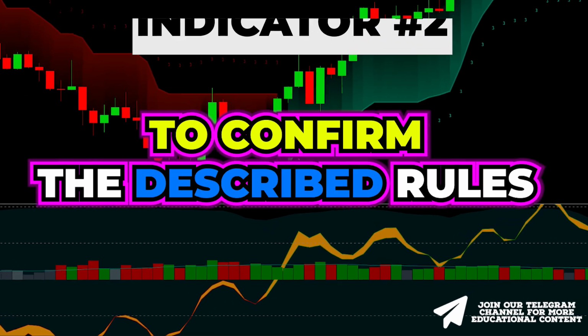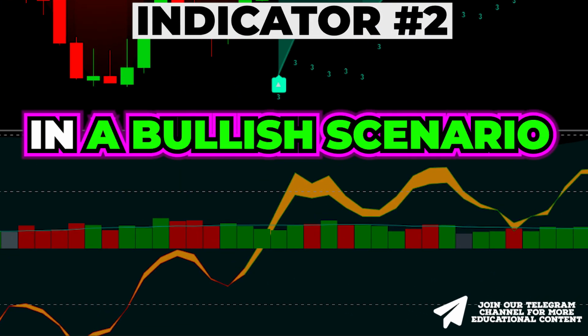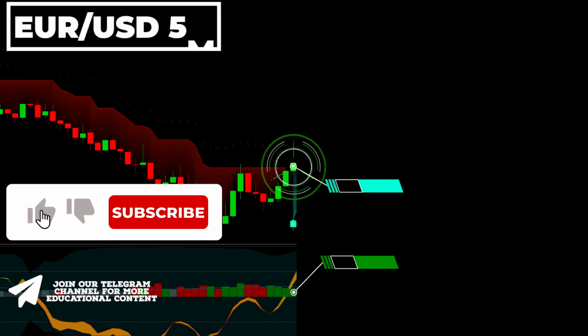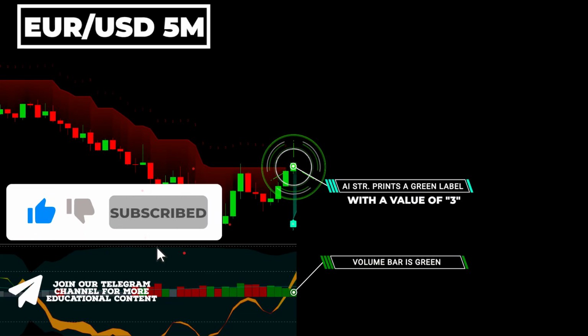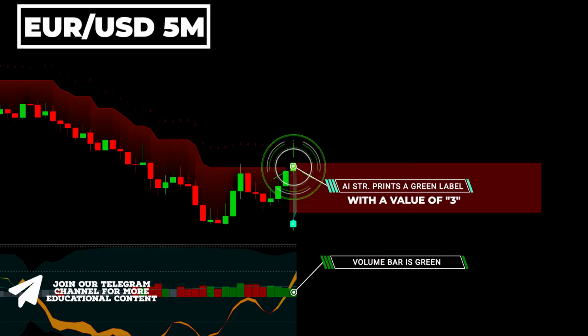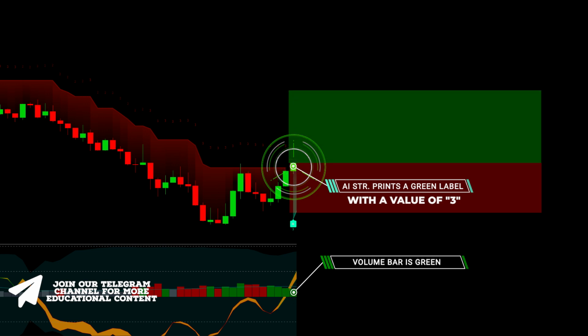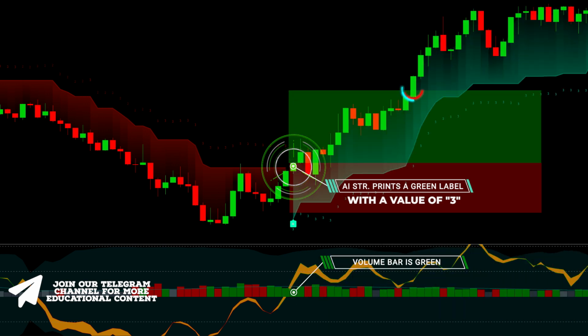With that, to confirm the described rules in a bullish scenario, the volume bar should be green. Since all trading rules are met, we can initiate a long position with a stop placed below the most recent low and aim for a risk-to-reward ratio of 1.5 to 1. Boom! The price rose and reached our target.